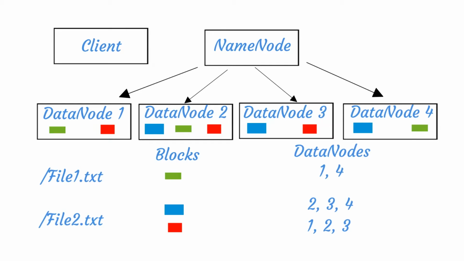HDFS splits the files into block-sized chunks called data blocks. These blocks are stored across multiple data nodes in the cluster. The default block size is 128 megabytes. We can configure the default block size depending on the cluster configuration.